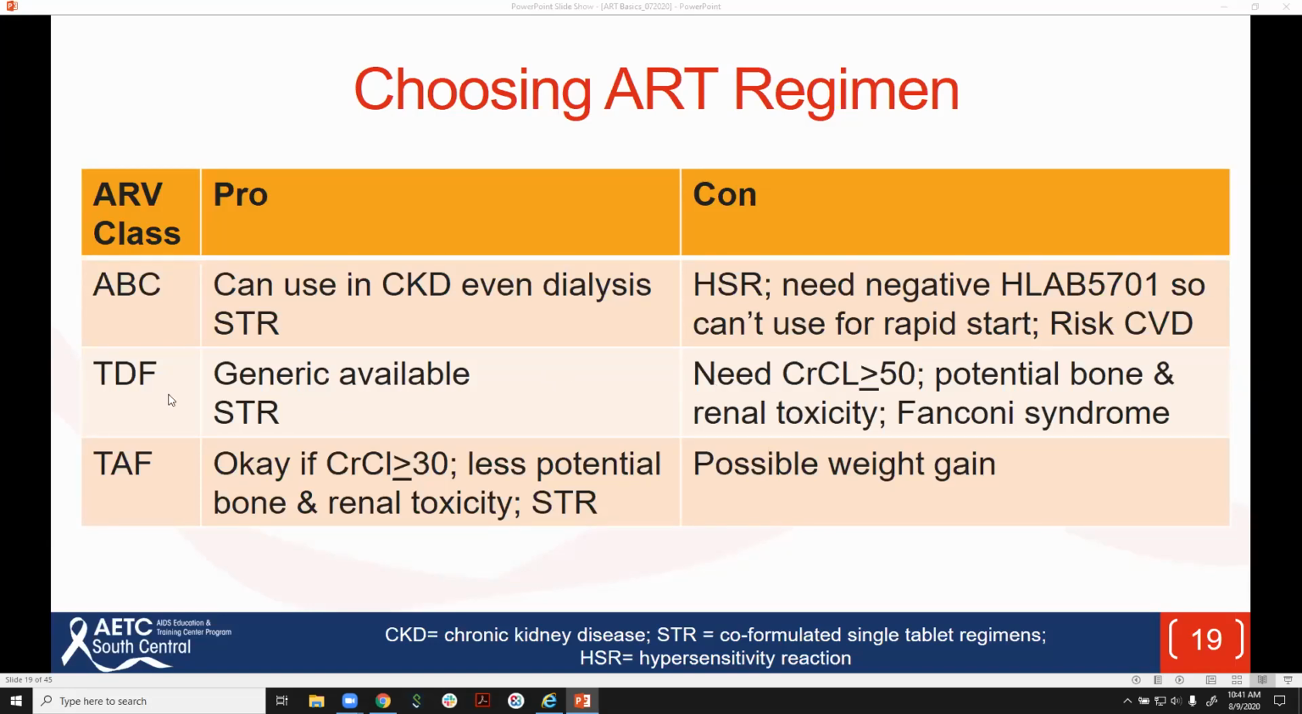What about tenofovir? There are two formulations of tenofovir, TDF and TAF. In patients with HIV, we have seen reduced renal toxicity and bone toxicity with TAF as compared to TDF. What are some pros of both of these? For TDF, there's a generic available, and also there are single tablet regimens that include it. The downside is the creatinine clearance needs to be 50 or higher, and there is potential for bone and renal toxicity, including Fanconi syndrome. TAF is okay as long as the creatinine clearance is 30 or above. They're also single tablet regimens, and there is possible weight gain, as was described in the last plenary.